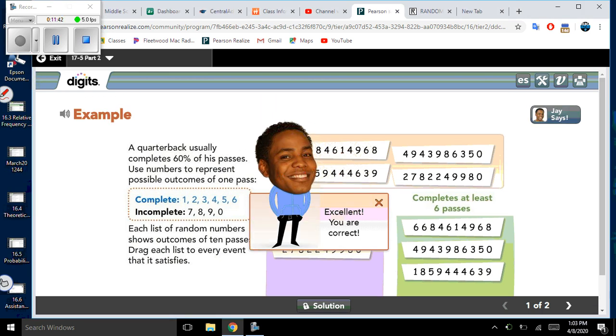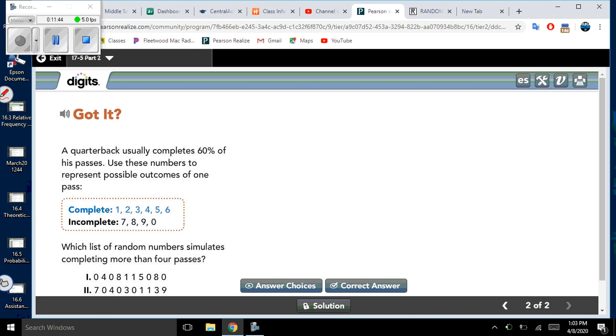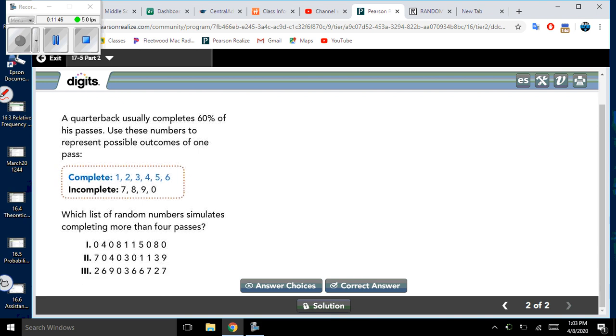Last one on part 2, same situation, still talking about that quarterback. Complete is still 1, 2, 3, 4, 5, 6. Incomplete is still 7, 8, 9, 0. Which list of random numbers simulates completing more than 4 passes? So what we're looking for here is more than 4 passes in our event. So 1, 2, 3, 4, 5, 6. 4 is complete, 1 is complete, 1 is complete, 5 is complete.